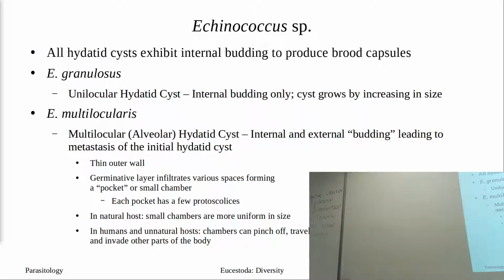So you can imagine that if these things get into a host, they can cause pretty significant pathology, even in a human host. And that's going to be what we talk about next.